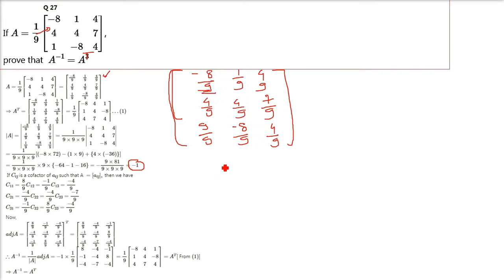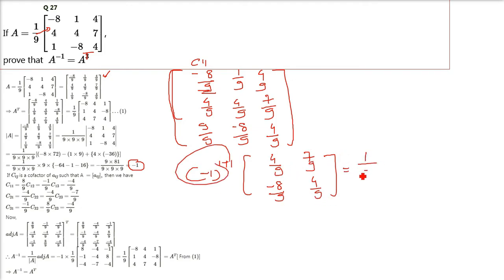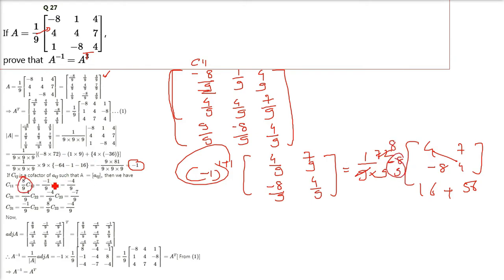What is the cofactor? Cofactor will be, see, minus 1 to the power 1 plus 1 for C11. We have inside 4 by 9, 7 by 9, negative 8 by 9, and 4 by 9. So what do you get? Now you can take 1 by 9 common from either two rows or two columns, so 1 by 9 into 9 will come. What is inside? 4, 7, minus 8, 4. So 4 4s are 16, minus becomes plus 56. 56 plus 16 is 72. 72 by 9, 8 9s are 72. You get 8 by 9. So I hope you got the idea of how this C11 has come.